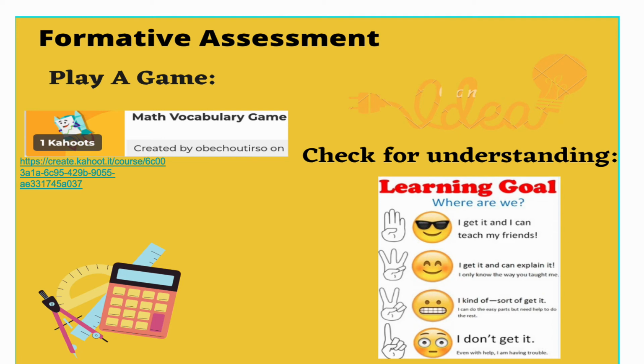For formative assessment, the students will be playing an online vocabulary math game on Kahoot that was created to assess the vocabulary that was used in the whole lesson. After the students are done with the vocabulary game on Kahoot, the students will be doing a learning goal sheet. This is to check the students' understanding from the beginning of the lesson to the end.